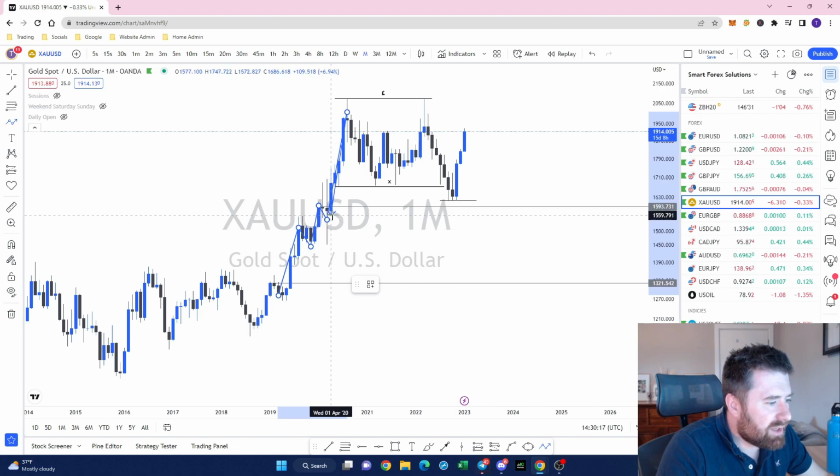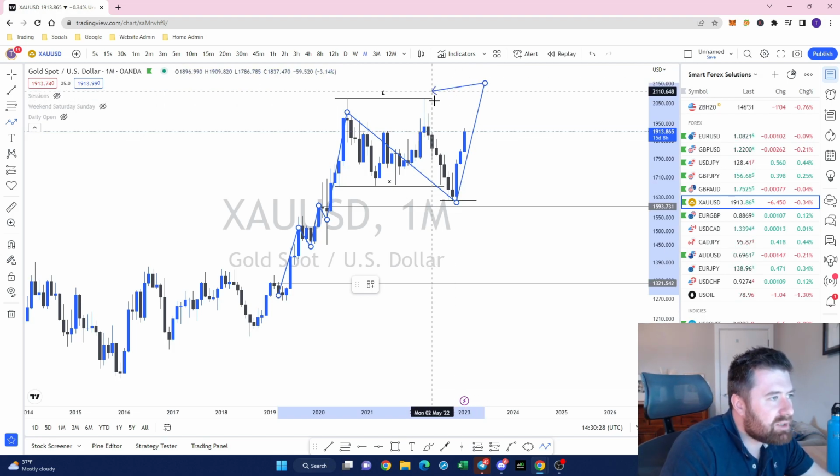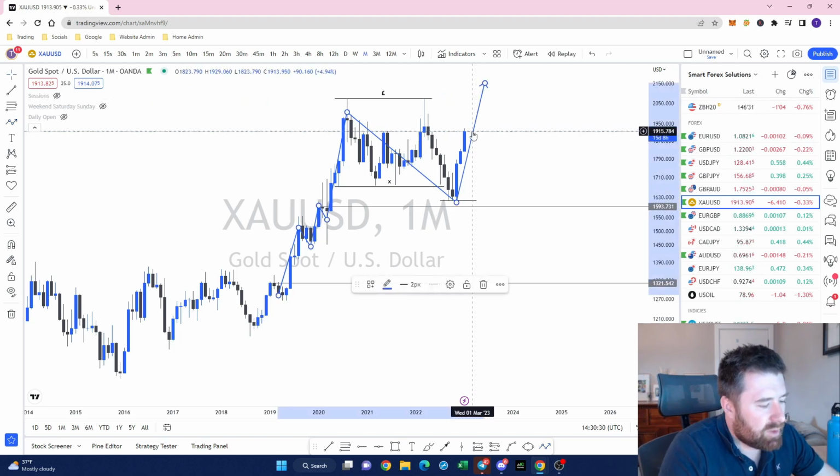So that being said, what I am looking for is for price to push higher, because we're now at a low. So I'm actually expecting price to take that liquidity out. So I am actually bullish on the higher time frames.